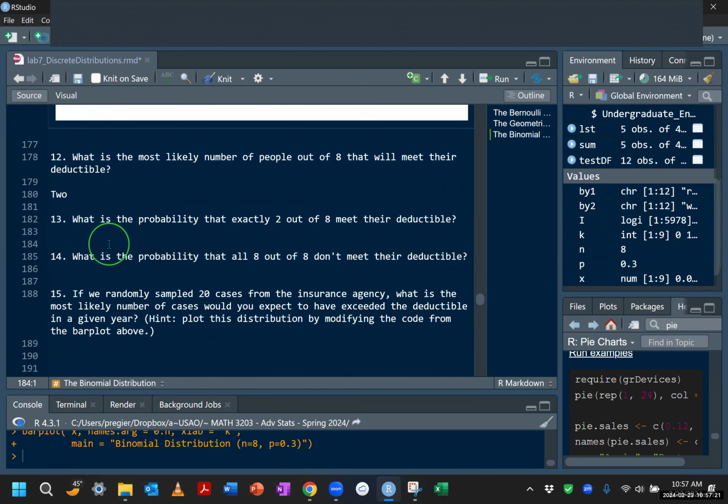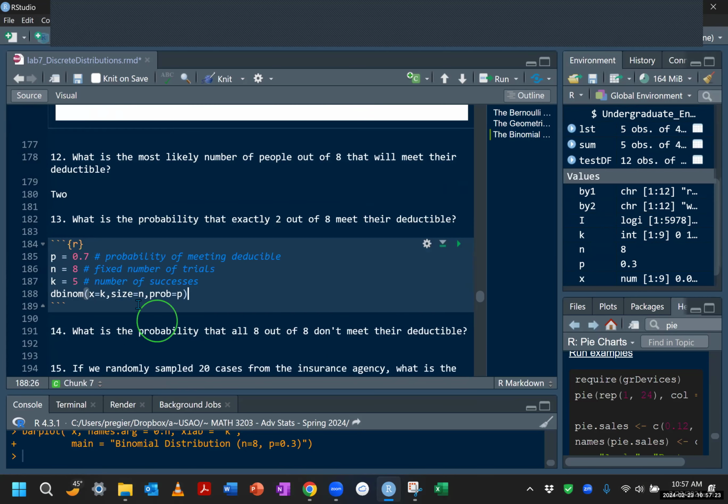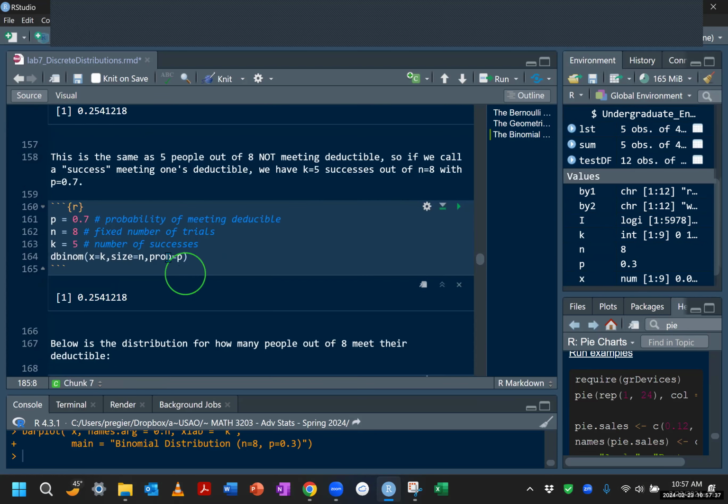And this is excellent. You don't have to memorize this. Just make sure you understand how to use this code for later problems. So if I'm looking at meeting their deductible, probability of meeting the deductible would be 0.3. I just noticed there's an error above here. This should be probability of not meeting. Let me calculate that out.